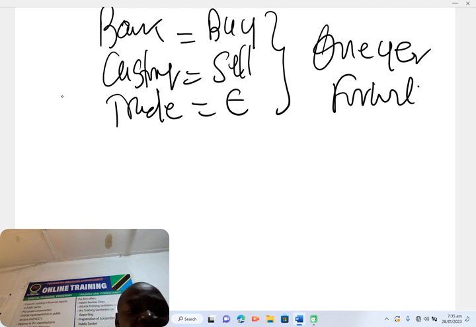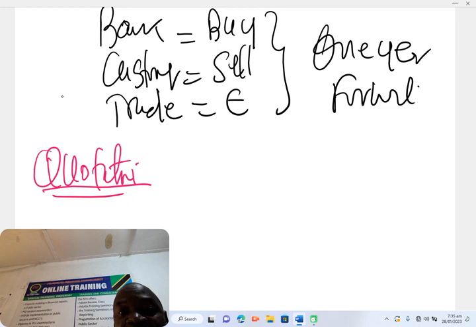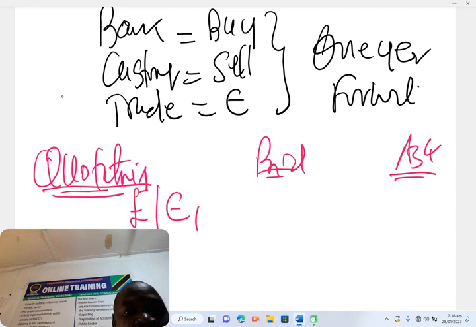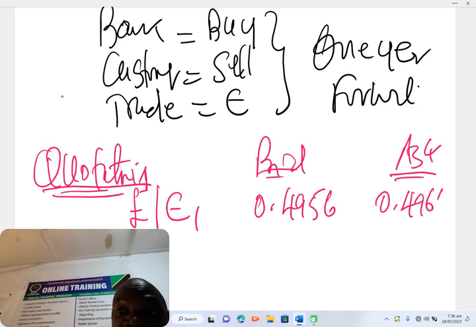So let me see quotation 1, which we had in our examination. We have bid and ask. Quotation 1 is available for pound stroke euro, 1 year forward. It is 0.4956 and 0.4966. Do you see it?